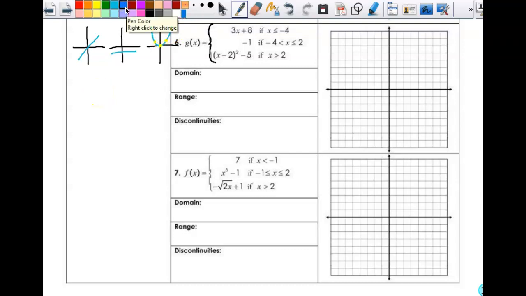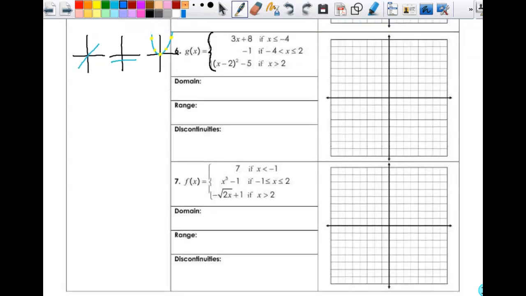All right, so I'm going to start by taking this -4 and substituting it in here. Because it's everything where x is less than or equal to -4, I'm going to have that. So -4 times 3 is -12 plus 8 is -4. So I'm going to go to -4, -4, and that is a closed circle.